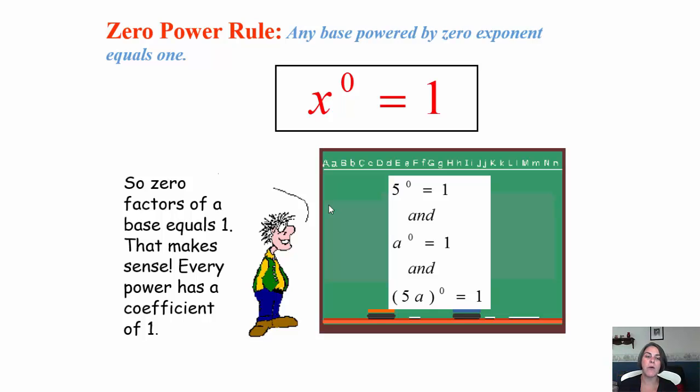And every power has a coefficient of 1. You can always write a coefficient of 1 out in front and it won't change the value. That could say 1 times 5 to the 0, 1 times a to the 0, 1 times 5a to the 0. Zero factors of 5, bye-bye. Zero factors of a, bye-bye. Zero factors of 5a, bye-bye. You're just left with 1. A 1 can be written in front of any expression. We can always write a coefficient of 1 in.